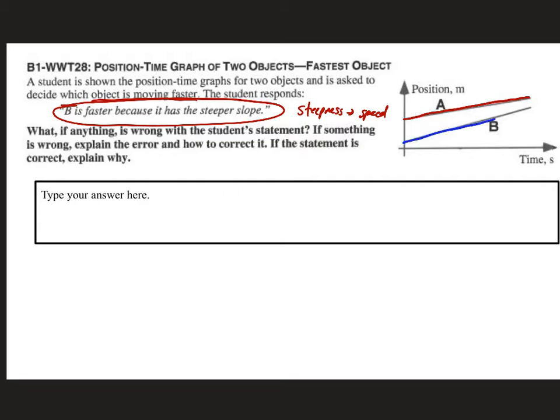If we kept this graph going, eventually what would happen to these 2 lines? Eventually, they would meet and touch. At that point, B would be passing A in the race. At any point after that, the B line would be above the A line, and so B would be ahead of A if the race went on longer than the graph showed. But for this, there's nothing wrong with the statement. We can just write correct.